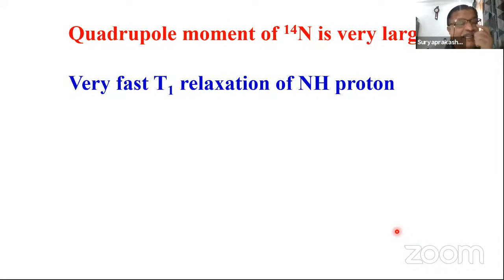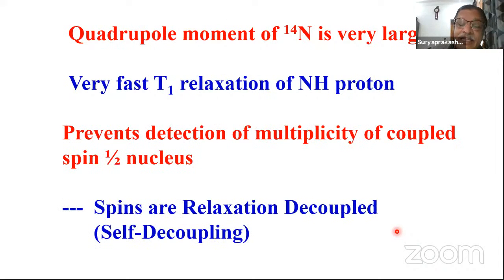Now, another thing is, why is it so broad? This is because of fast relaxation, I said. We call this in NMR jargon as self-decoupling. We call this relaxation decoupling, not because of any radiation like conventional decoupling people do. Nuclei themselves decouple by relaxation. This is called self-decoupling in NMR.